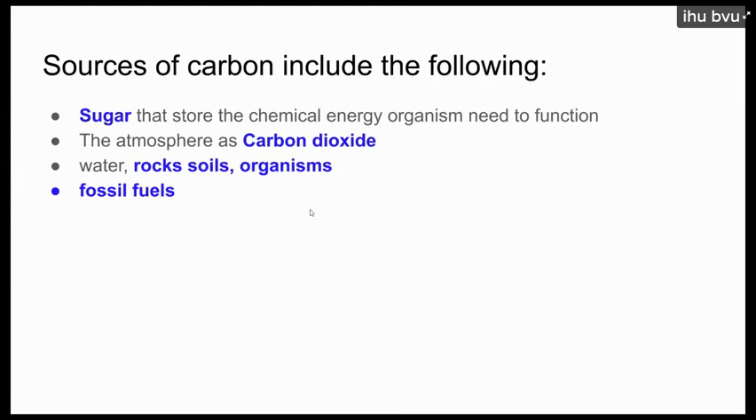The atmosphere also has carbon. It's known as carbon dioxide. Water actually has carbon in it. Rocks, soils, organisms, you and I are made of carbon. And most importantly, fossil fuels. Fossil fuels are basically the fuels that we use to make our world run, do work. So oil, gasoline, propane, coal, those are all examples of fossil fuels.